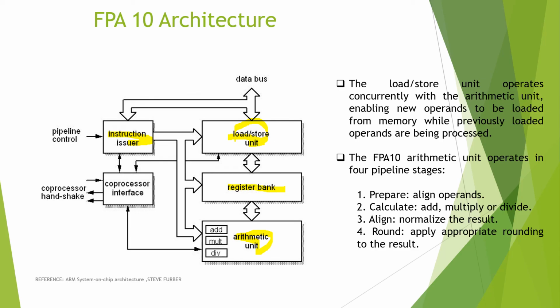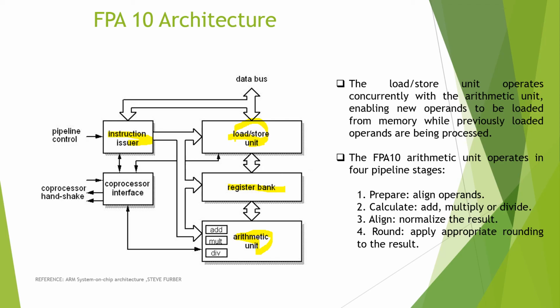What does the load and store unit do? It operates with the arithmetic unit, enabling all the new operands to be loaded from memory while the previously loaded operands are being processed. That is based on the pipelining approach. According to the pipeline stages used here, it first fetches, then arithmetic unit, then decode, then execute. The FPA is an architecture with pipeline stages; we use 4 pipeline stages.